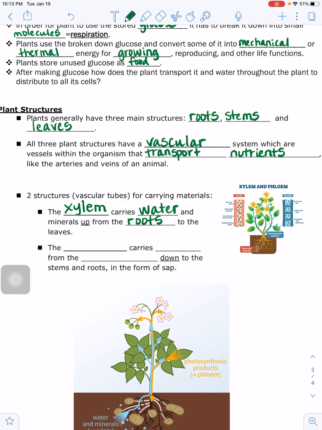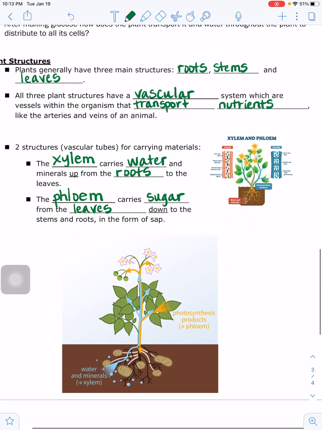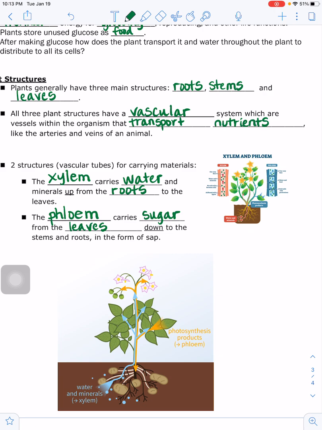The phloem, this time it's spelled PHLOEM. The phloem carries sugar, meaning the glucose, from the leaves, because that's where it's made, down to the stem and roots in the form of sap. So the xylem and the phloem. Xylem carries water, phloem carries sugar.